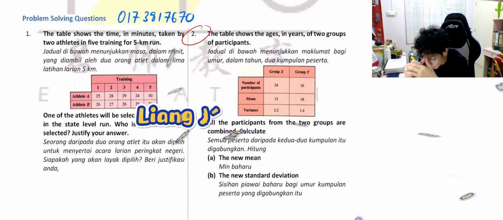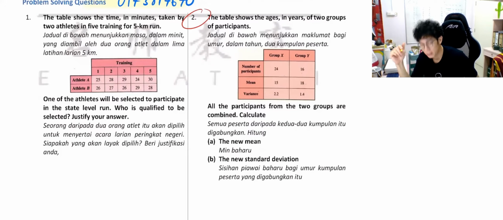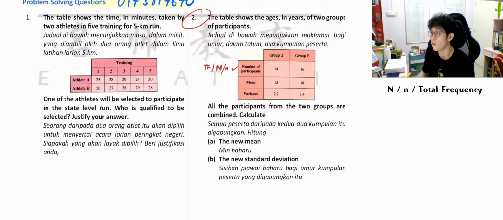The table shows the ages in years of two groups of participants. You have your group X, group Y, and the number of participants. Everyone, can you tell me one alphabet to replace the whole thing, number of participants? In your formula, we always use this. What's the alphabet? Yes, we use N, the big letter N, or maybe you want to use small n, or sometimes we put TF. What is TF? Total frequency. Total frequency also can, up to you.